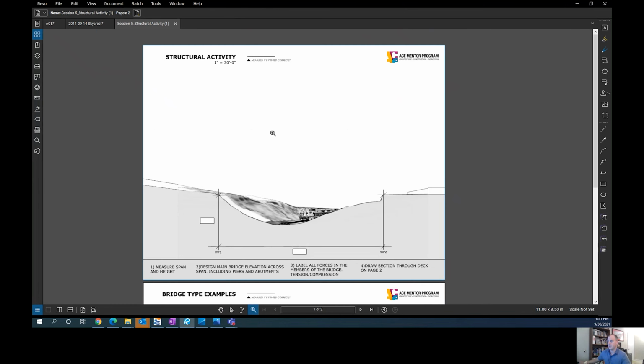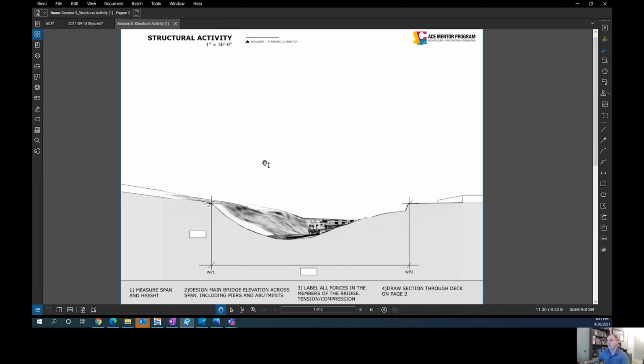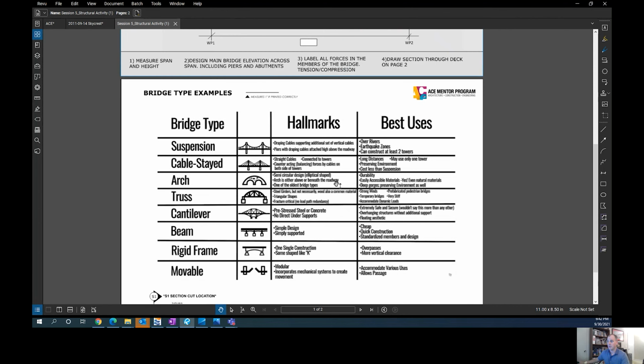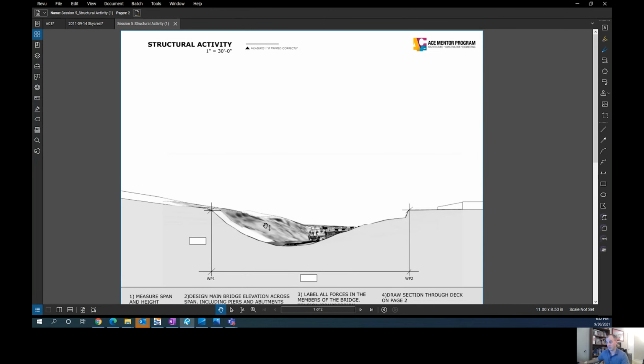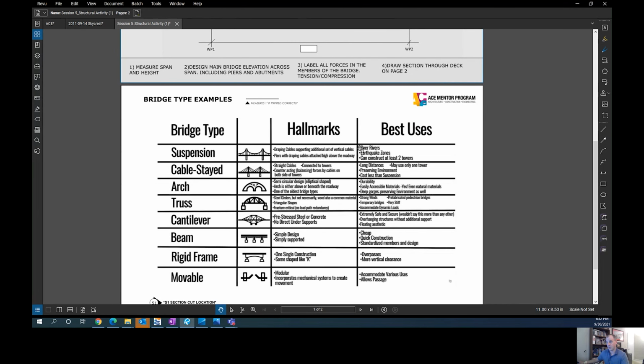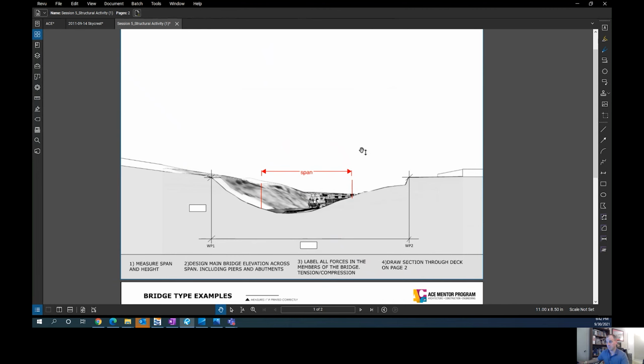In tonight's activity, you are tasked with spanning this distance across the valley where this train track runs through with any one of the bridge types that we reviewed so far. What you'll want to do is you'll want to establish first where your pier points are going to be, what your span length is between those pier points, and then make a selection from the bridge types here to which one you want to use.